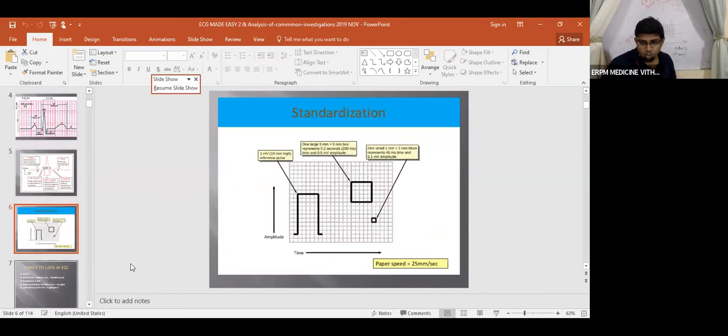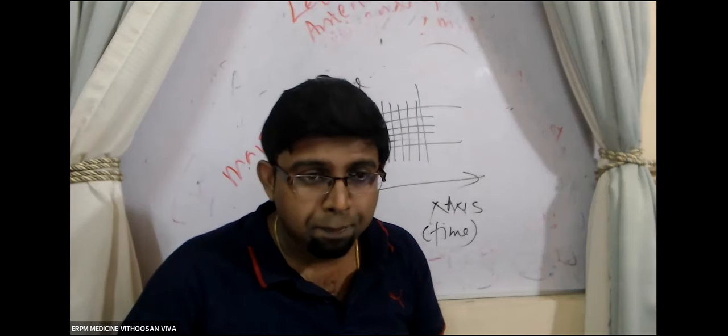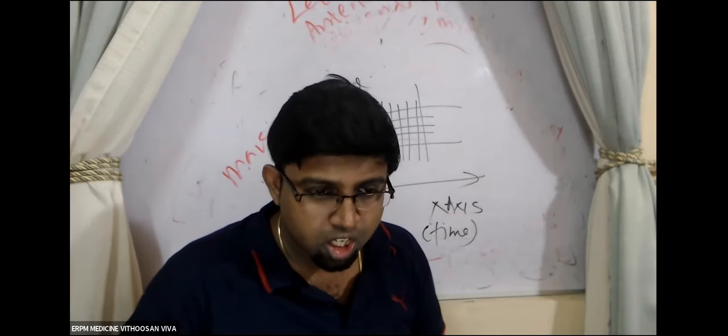So normally, guys, look here. We'll discuss this later. Normally, your paper is moving at the speed of what? 25 millimeter per second. Normally, the paper is moving at the speed of 25 millimeter per second.